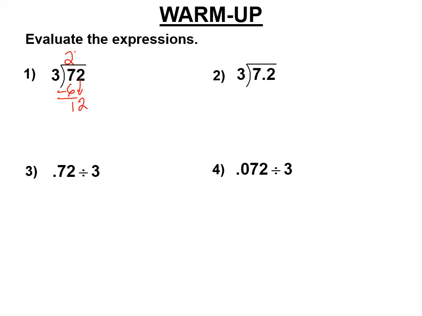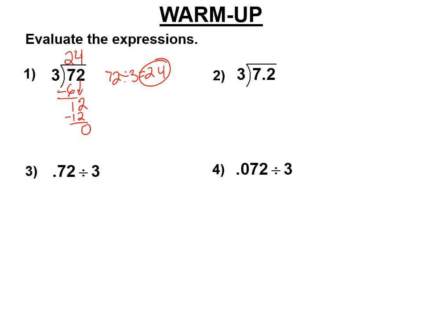We bring down the 2. 3 goes into 12 4 times. That 4 goes above that 2. 3 times 4 is 12. We get a remainder of 0, and that indicates that we're done. So 72 divided by 3 is 24. Okay, so now do the rest of the problems.